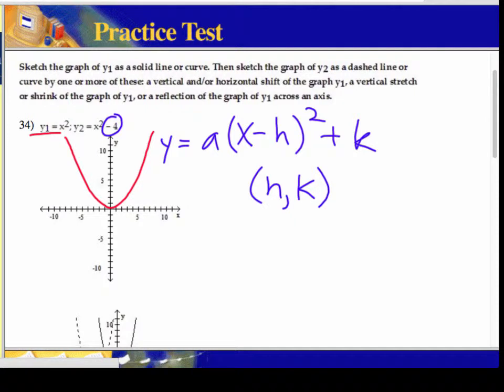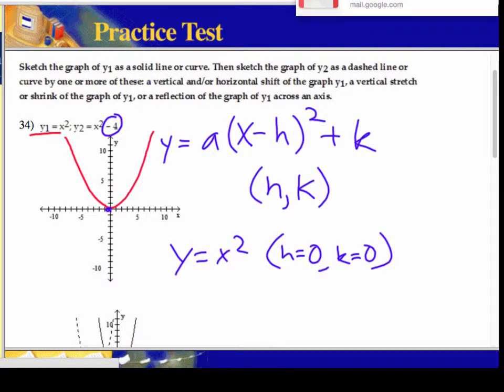If I were to consider my parent function, y equals x squared, what's my h value? 0. So this means that h equals 0 and k also equals 0, which means it has the vertex here at the origin, (0, 0). Now, when I have that -4 on the outside of the parentheses, okay?